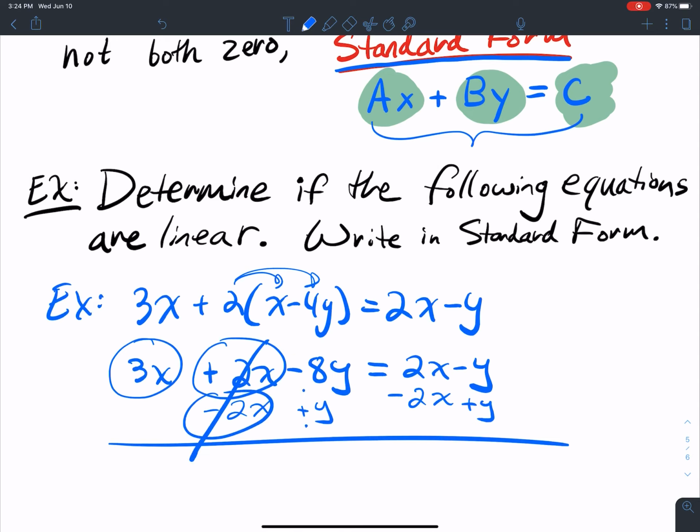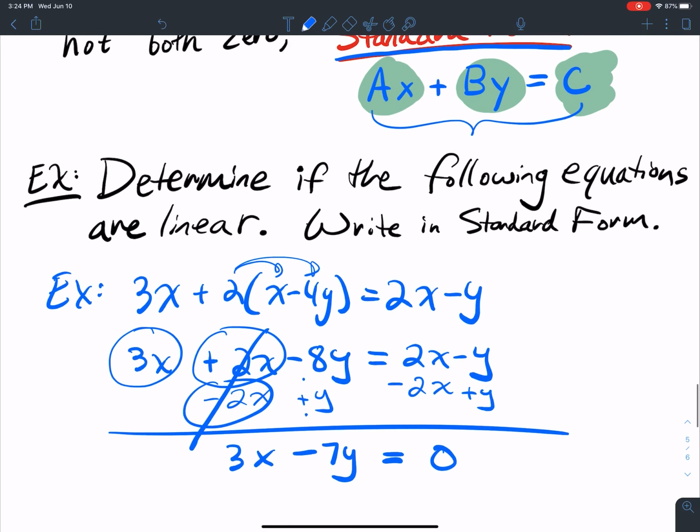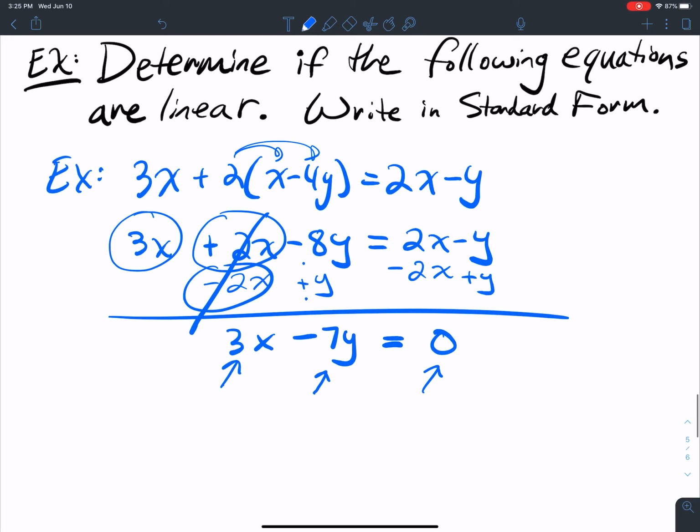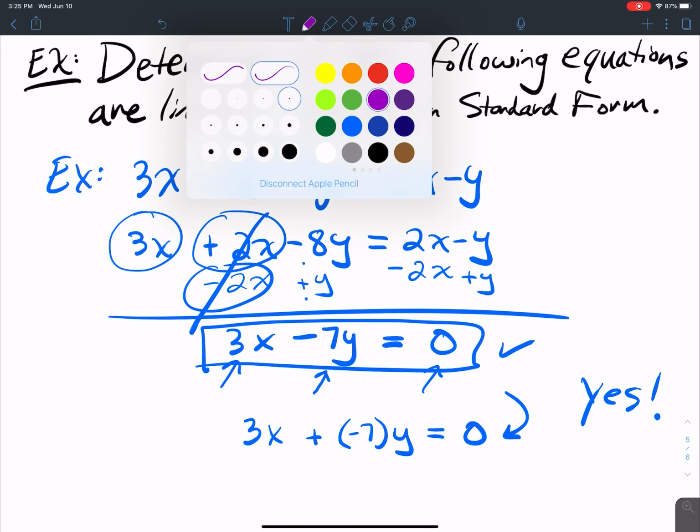Equals, well, what is it equal to? That's 0 on the right side. Is 0 a number? Sure is. Is this an integer times x plus an integer times y equals an integer? Very close. I would accept this as an answer, but homework might say 3x + (-7y) = 0. So maybe they get really picky. I would be cool with that, but maybe this is what they're looking for. So yes, it is linear because we can put it into standard form.